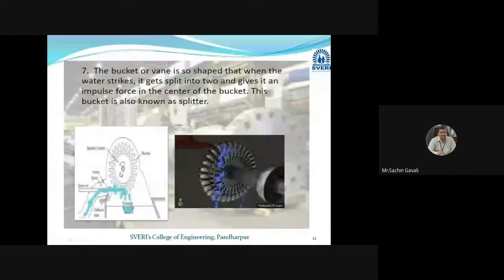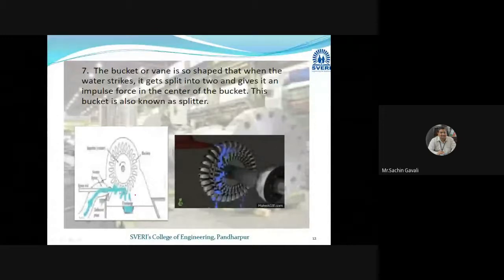Okay, so I think this is a pictorial view of the nozzle, spear, and bucket. The bucket is a double cup type, double hemispherical, and one splitter splits the jet into two parts. Then rotation will happen. So in this rotation, only kinetic energy is applied. This is a very simple type of impulse turbine. It is called the Pelton wheel.